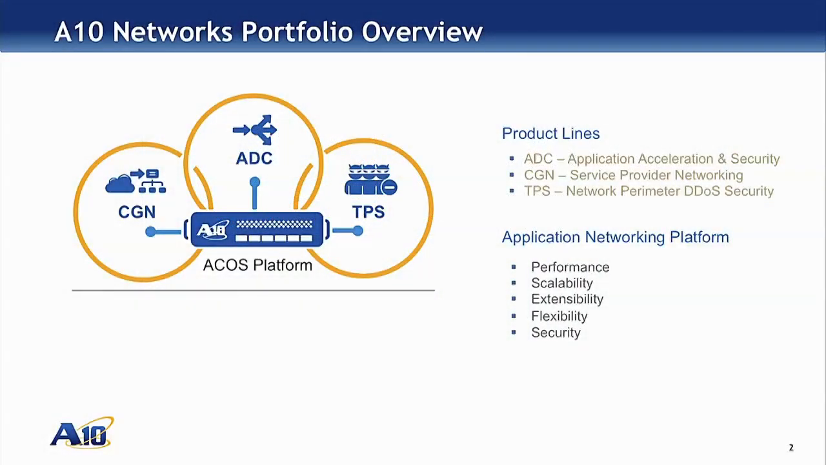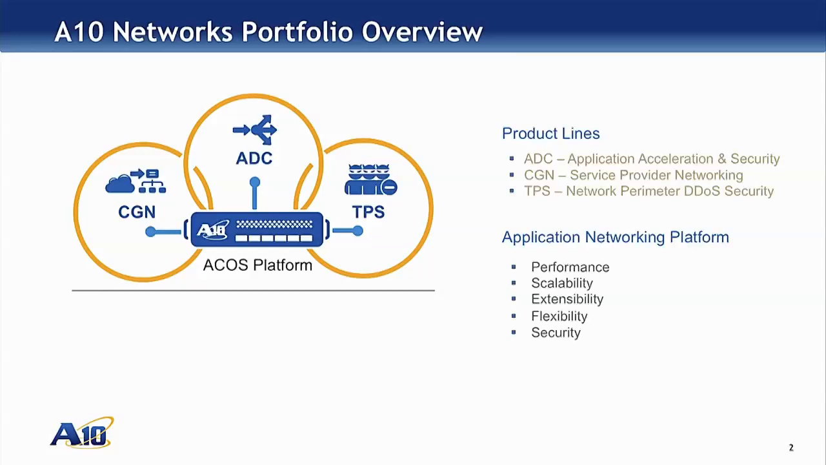Before I jump into the topic of discussion, who is A10 Networks? What do we do? What are our products? A10 Networks provides products and solutions that allow customers to accelerate, secure, and optimize their network applications. This is done through our products, which are in the realm of ADC, CGN, and TPS. The application delivery controller provides acceleration, performance, and security. The TPS product line provides the threat protection systems, or the perimeter security. And the CGN provides a service provider with the CGN capability. So that's roughly the product line.